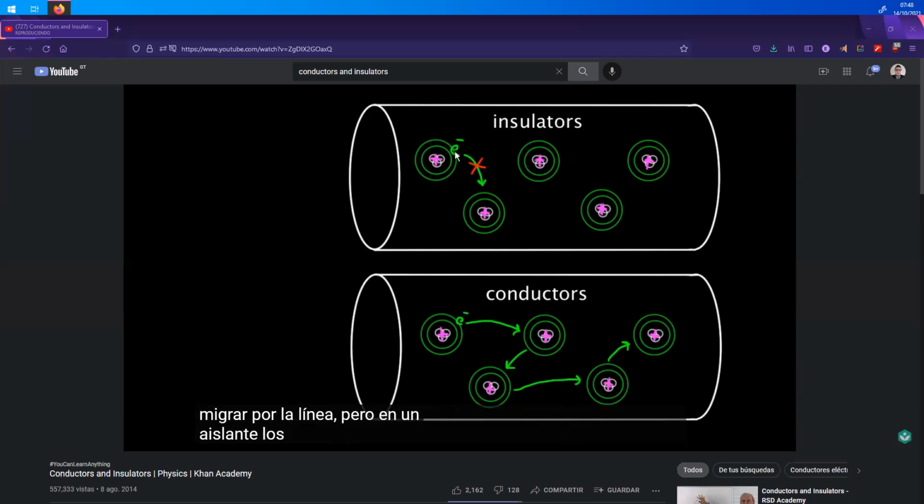But in an insulator, the electrons are stuck, which might make you think that, well, okay, shoot, for electrical materials, all we really care about are the conductors. The insulators we just use if we don't want electrical interaction.